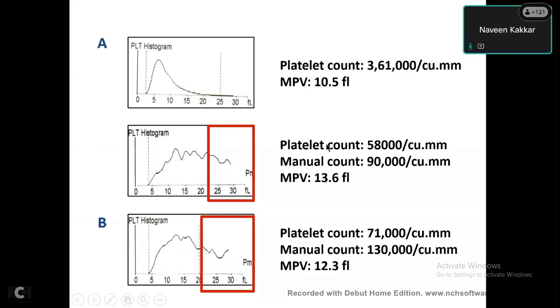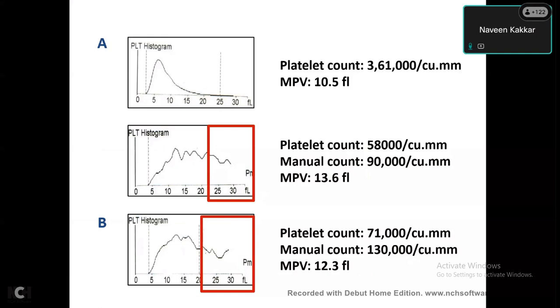And I've given you the actual counts here. So the automated count was 58, the manual count was 90. Here again 71, almost double. So expect this interference when you look at the number of platelets beyond the cutoffs or the thresholds, because they are high volume platelets. They will approximate RBC size and be undercounted on your manual counts.